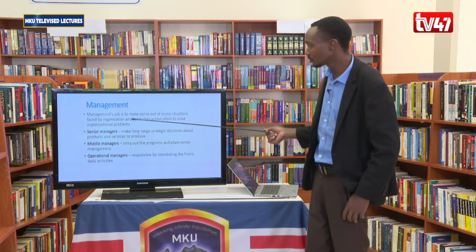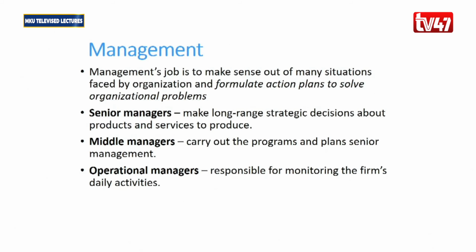So the management's role is to make sense out of the many situations that are faced by an organization, and of course, formulate action plans. Action plans to solve organizational problems by following the standard operating procedures within that organization. If there is a need to change the standard operating procedures, then the management will come in there. Their role is to make sure that SOPs are usually followed, the rules within the organizational functions or departments within any organization. So the role of the management is to make decisions based on the many situations that the organization is currently in, and of course formulate an action plan. These action plans must also be blended within the information system.